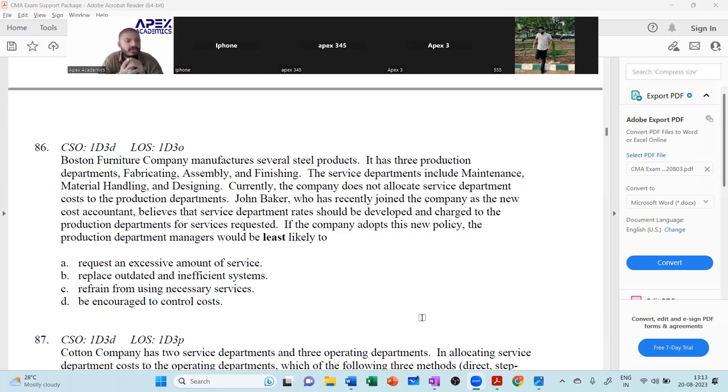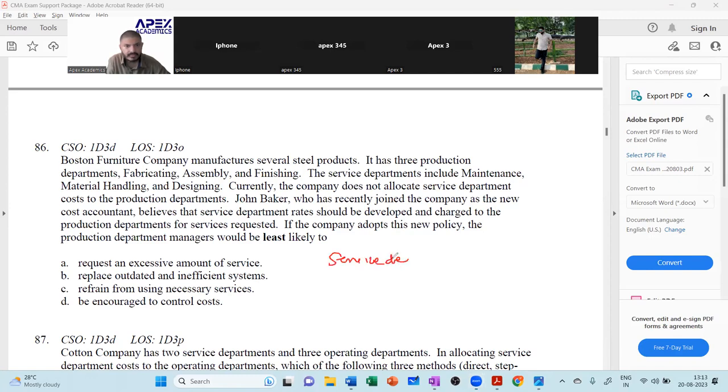If the company adopts this new policy, the production department manager would be least likely to do what? Request an excessive amount of service, replace outdated and inefficient systems, refrain from using necessary services, be encouraged to control costs. Now see, understand one thing. There is a service department.